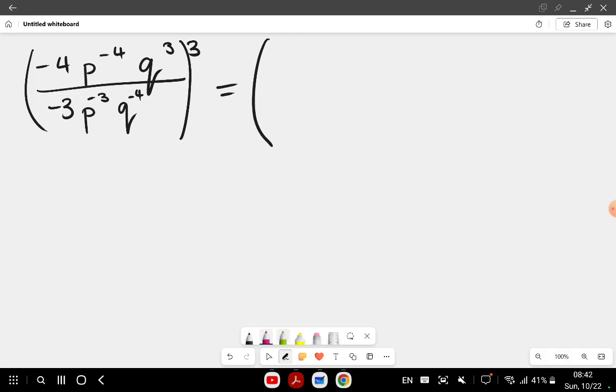So the first thing I'm going to do is say minus and minus becomes plus. Then I'm going to look at this 4 and 3, and they are just going to stay 4 and 3. I'm not changing them, okay? Because they can't simplify. Next, I want to look at the p's. So for my p's, I have -4 on the top. Because I'm dividing, I subtract exponents. Subtract -3 at the bottom.